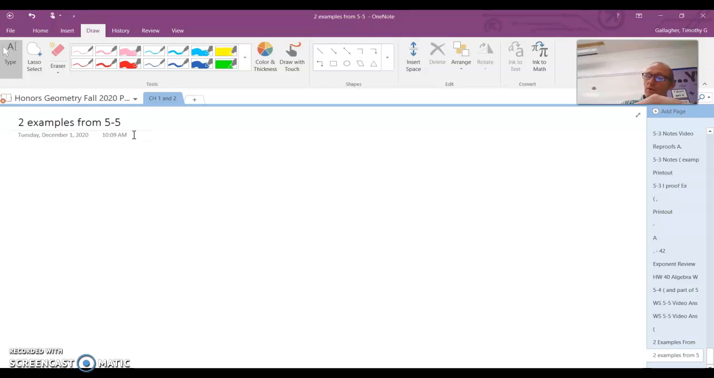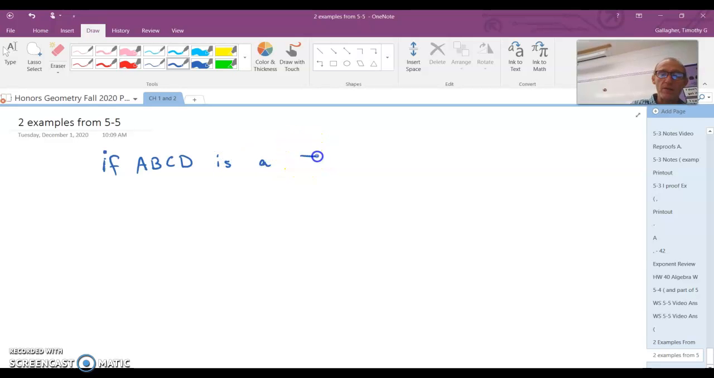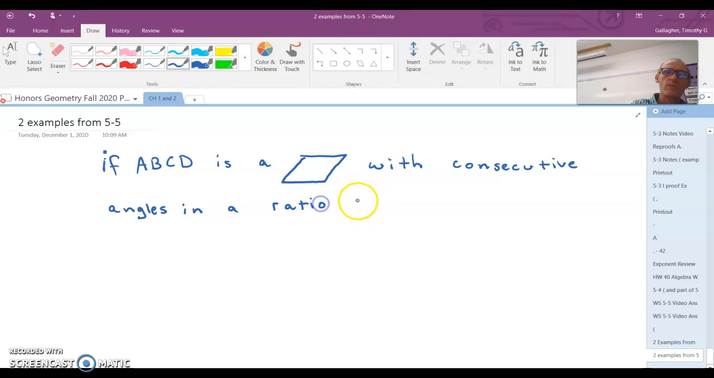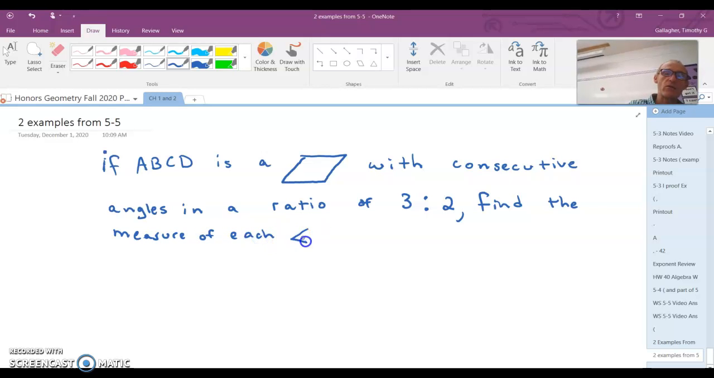And the first example is: if ABCD is a parallelogram with consecutive angles in a ratio of 3:2, find the measure of each angle in the parallelogram.